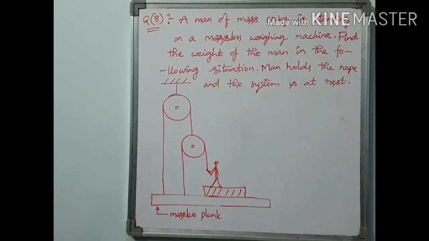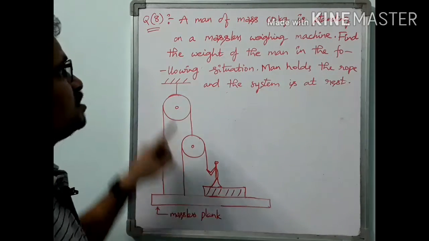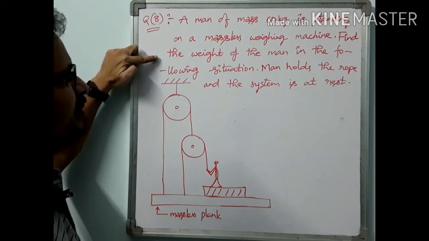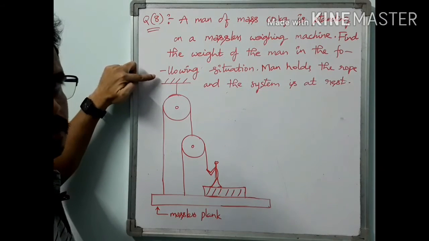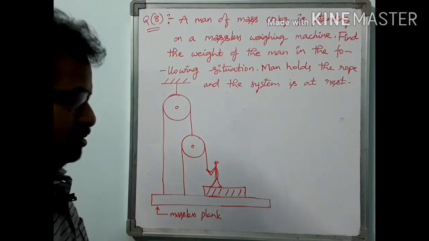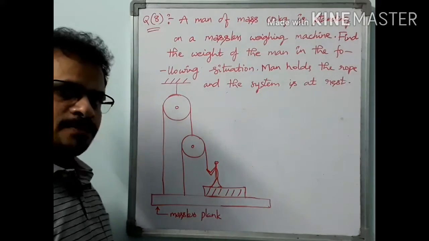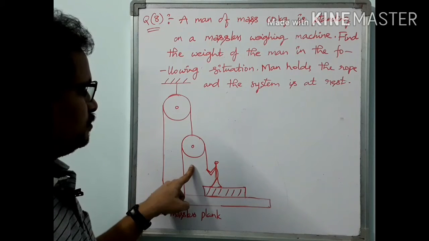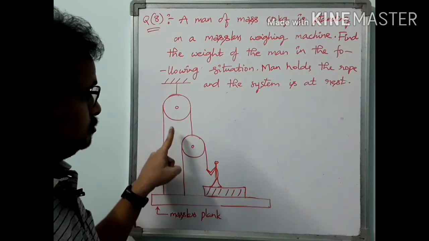Next question. A man of mass 60 kg is standing on a massless weighing machine here. Find the weight of the man in the following situation. Man holds the rope and the system is at rest. So this is the first problem where we have entered with the two pulley system.